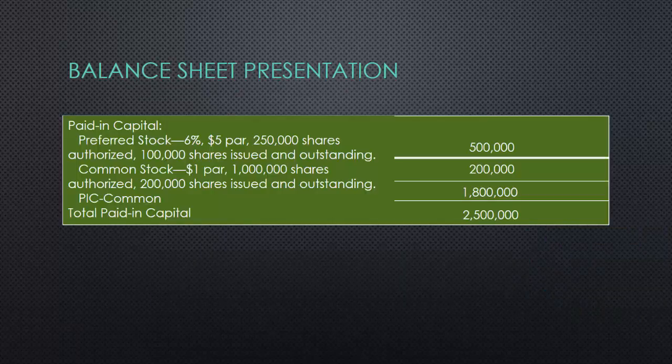When that's reported on the balance sheet, it's going to have two separate lines. The first line is for the portion that went towards par. That is our common stock, $1 par, 1 million shares authorized, 200,000 shares issued and outstanding, gets credited for $200,000, and our PIC common account gets listed as $1.8 million. Total paid in capital is the sum of all forms of money that came into the company from outside parties. So all of our stock issuance, we have $500,000 for preferred, $200,000 in common stock, and $1.8 million in PIC common, for a total paid in capital of $2.5 million.